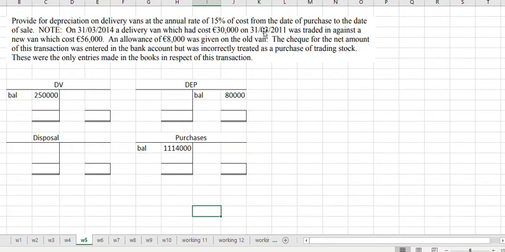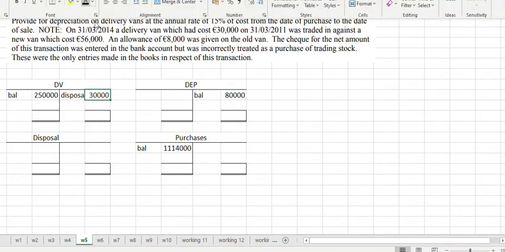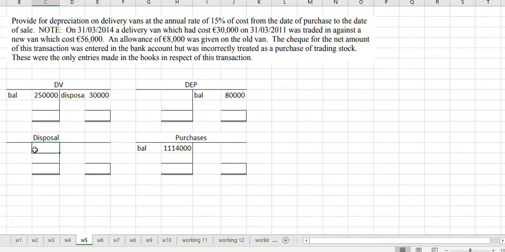So first of all, the old delivery van cost 30,000. We're going to get rid of it. So we're going to credit delivery vans 30,000, and we're going to debit the disposal account 30,000.